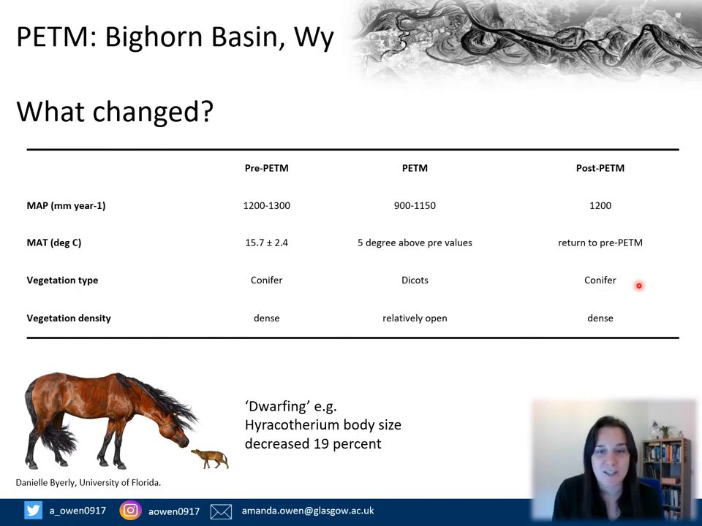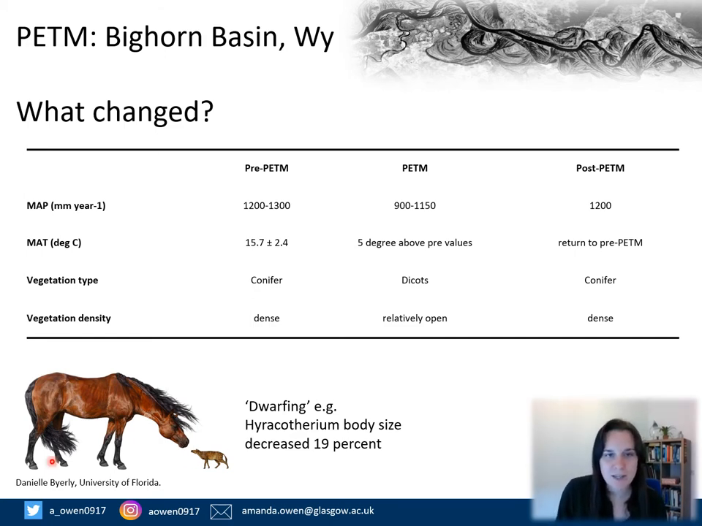Also, the vegetation density changes. So we go from quite a dense mosaic landscape to relatively open vegetated landscape. But then again, back to dense after the PETM. The other thing we see, which paleontologists have picked up on, is dwarfing of animals.